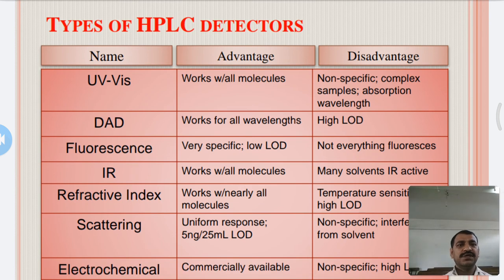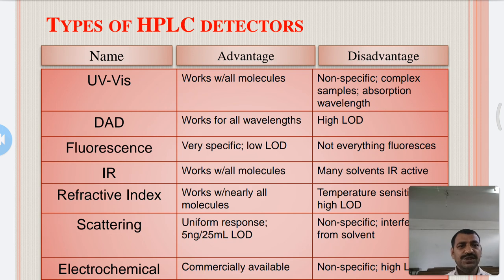So, the second part: types of HPLC detectors. In these types of HPLC detectors, there are advantages and disadvantages of each particular detector. First is the UV-visible type of detector. The advantage is that it works for all molecules. The disadvantages: it is non-specific for complex samples and depends on absorption wavelength. Some compounds do not absorb UV-visible light, so this is another drawback of the UV detector. Second, the DAD type of detector. The DAD detector works at all wavelengths. This is the advantage of the DAD type of detector.